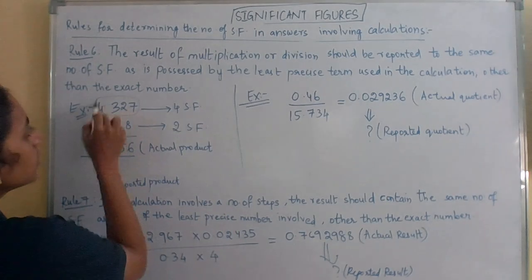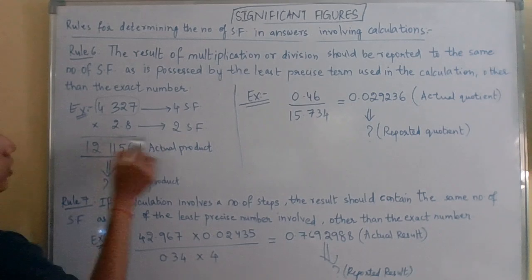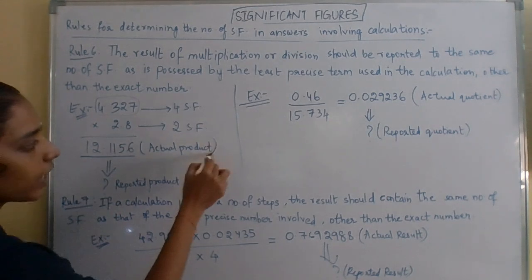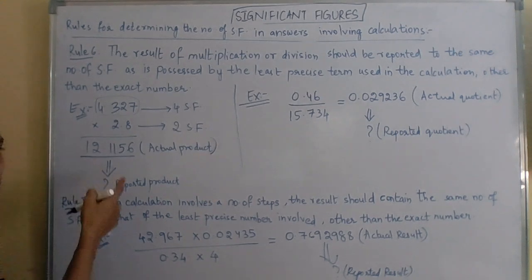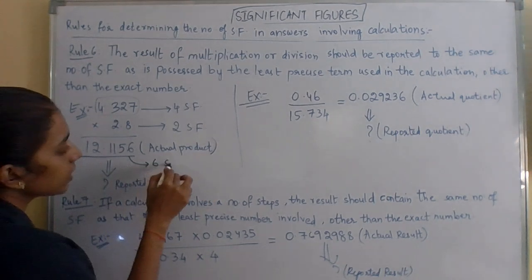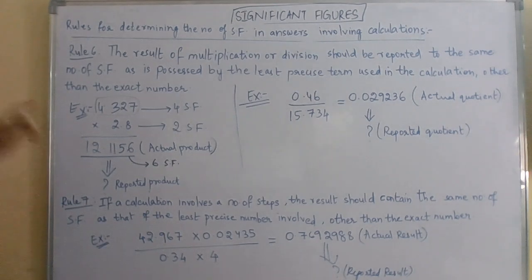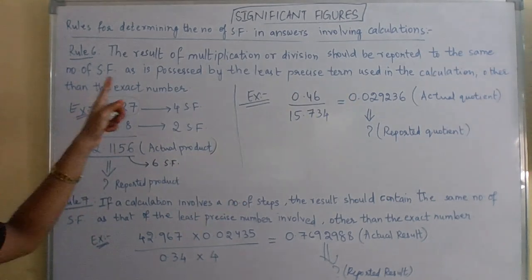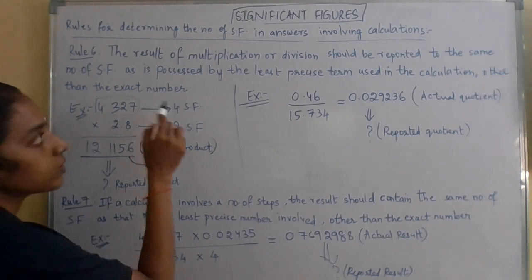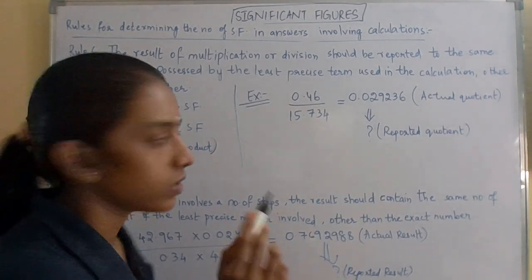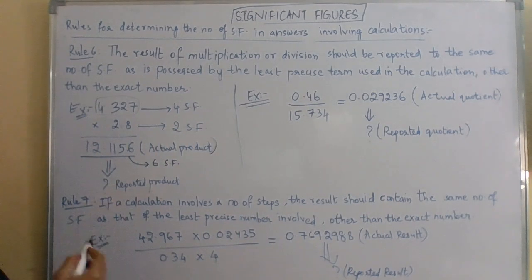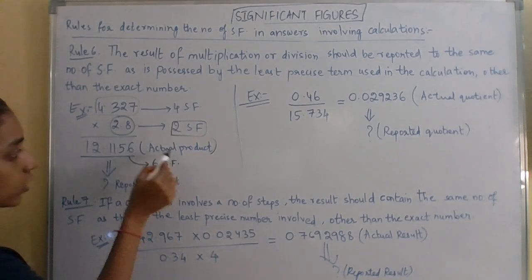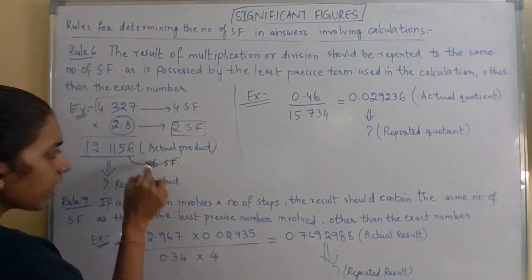So in this term we have 4 significant figures, and in 2.8 we have 2 significant figures, and their product is 12.1156. This is the actual product. In this, the number of significant figures is 6. So what does the rule state? That the result of multiplication or division should be reported to the same number of significant figures as is possessed by the least precise term used in the calculation. So in this calculation, which has the least number of significant figures? 2.8. It has 2 significant figures. So the actual product should also have 2 significant figures. It should not have 6 significant figures.